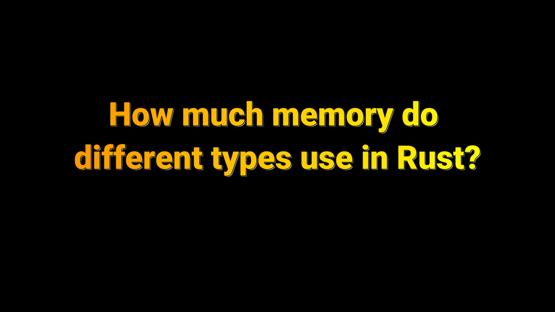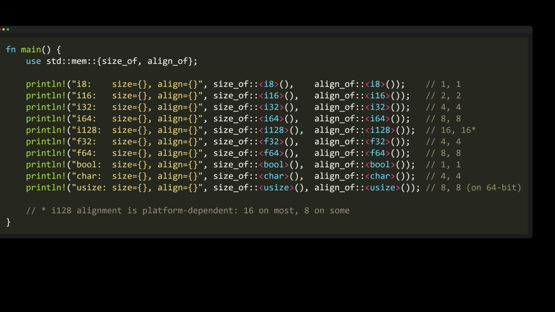Question: how much memory do different types use in Rust? Each type in Rust has a specific size in memory. Very small numbers take 1 or 2 bytes. Regular numbers take 4 or 8 bytes. And very large numbers take 16 bytes. Decimal numbers take either 4 or 8 bytes. A Boolean takes 1 byte, and a character takes 4 bytes. The usize type, which is used for sizes and indexes, takes 8 bytes on 64-bit computers.